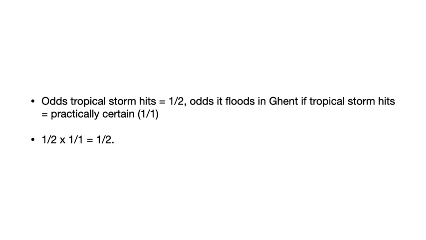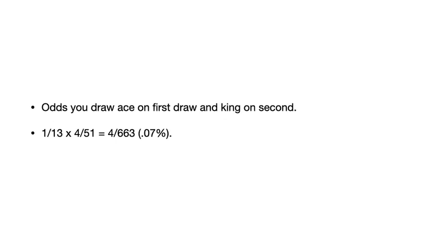So in my example, odds that a tropical storm hits, 1/2. Odds it floods in Ghent when a tropical storm hits, pretty much certain, 1 out of 1, right? 1/2 times 1 out of 1 equals 1/2. That is a plausible answer. So, we can see the formula is pretty good.